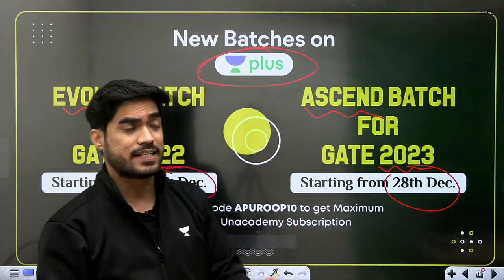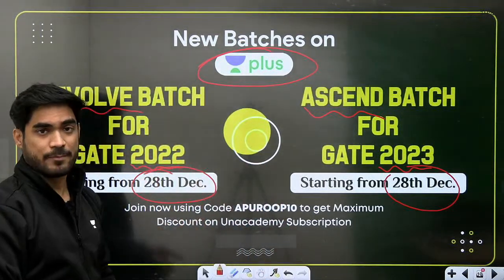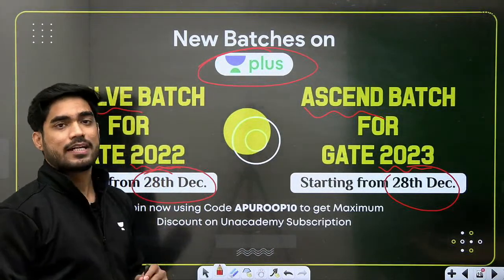Online best batches will be these 2 batches. Okay, and they will be started on 28th of December.